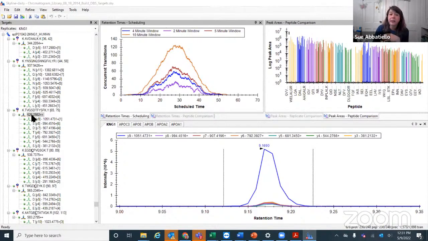Whereas with parallel reaction monitoring on an instrument like a TOF or an Orbitrap, it's generating the product ions all at the same time. And so in one scan, you get all of them. And so that's called parallel reaction monitoring.